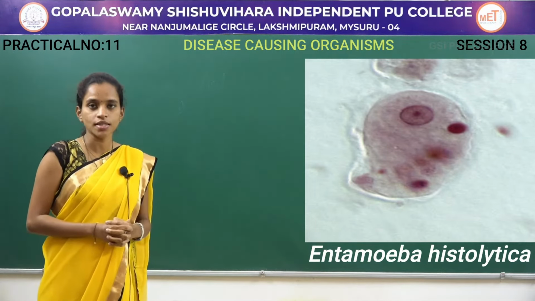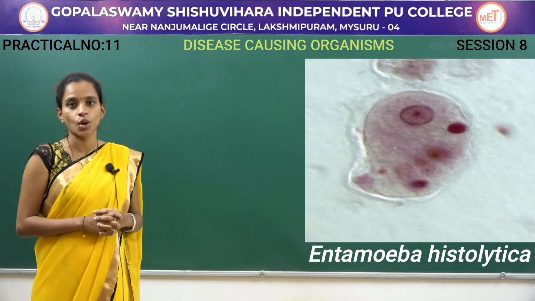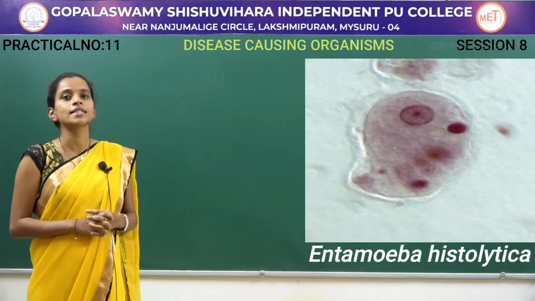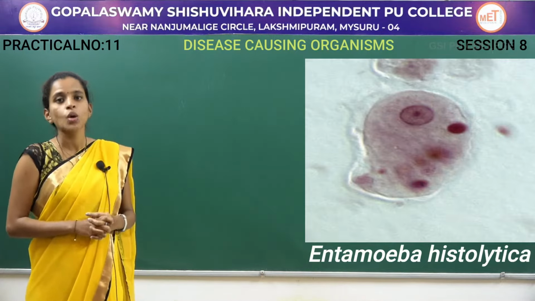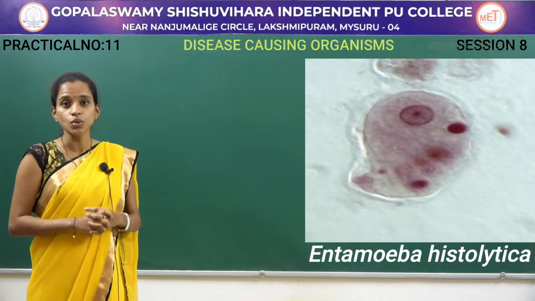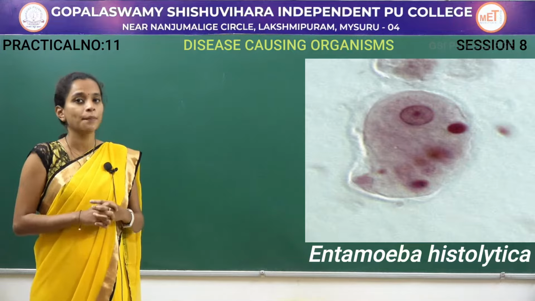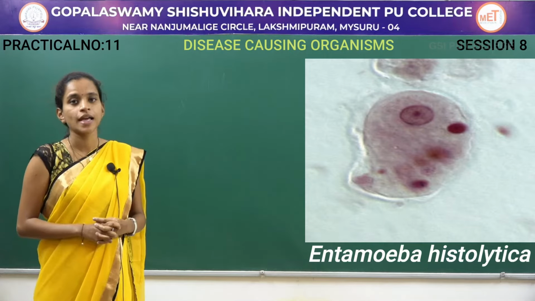Once again to discuss, this is the structure of Entamoeba Histolytica, which causes the disease called amoebiosis or amoebic dysentery, with few of the symptoms like mucus filled stools, abdominal pain as well as blood in motion.